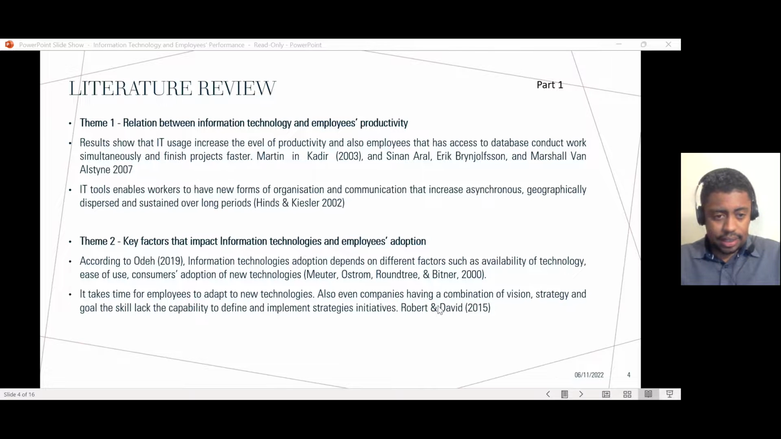Another literature review found out that it takes time for employees to adapt to new technologies. Also, even companies having a combination of vision, strategy, and goals still lack the capability to define and implement strategic initiatives. So it is not just about having the vision and the strategy. It can also impact negatively when implementing a new strategy if you're not taking different aspects into consideration.